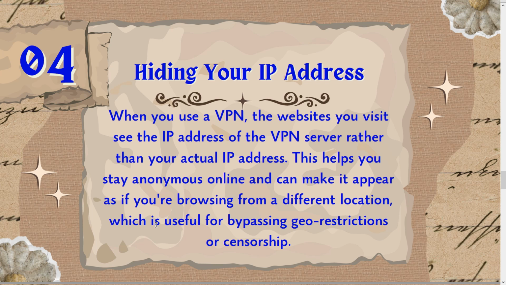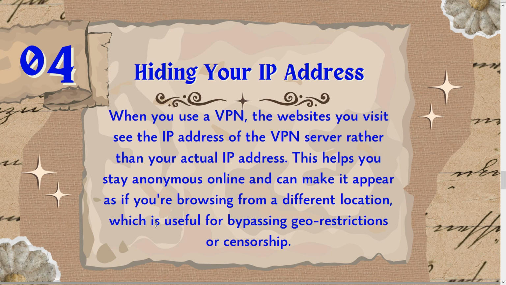So this helps you stay anonymous online and can make it appear as if you're browsing from a different location, which is useful for bypassing geo-restrictions. So what happens is, let's say the IP that I'm using is from Kenya. If I connect the VPN client to a VPN server, it gives me an IP address for that server, which could be located in the US. So my device has an IP address from the US, but on my internet, I still use my own actual IP, the public IP.